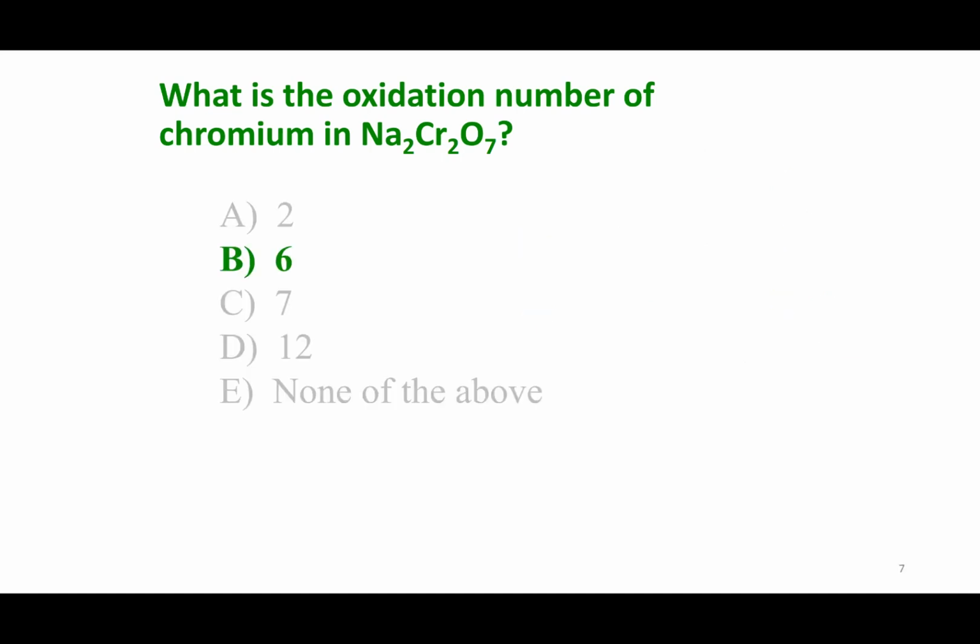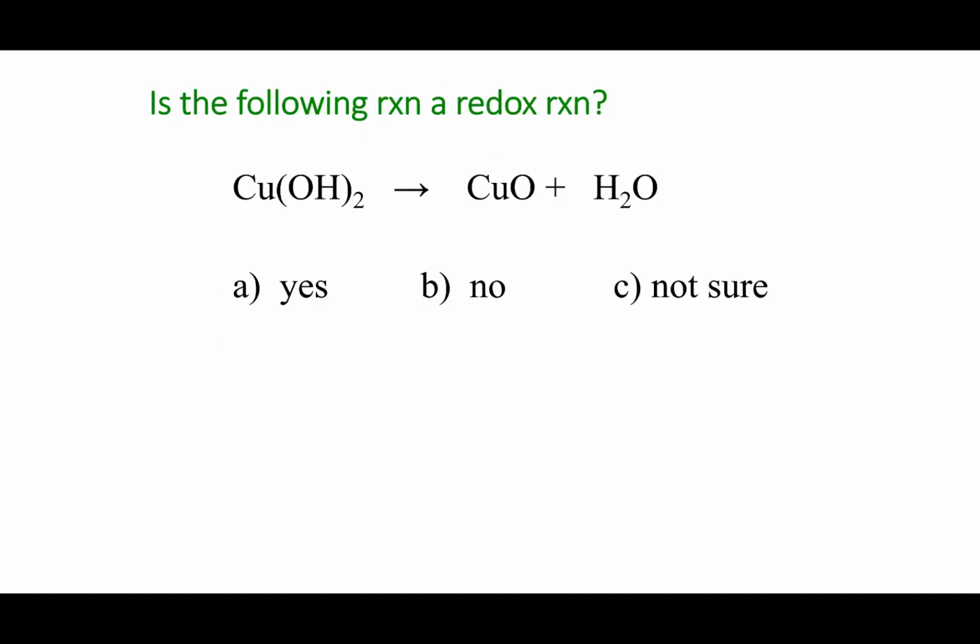All right, let's go ahead and try a few more of these out. Is the following a redox reaction? Okay, let's go ahead and take this apart. So my first complex is an ionic compound. It is made out of Cu2+ and OH-. And so remember, charge is going to equal oxidation state. So the oxidation state of copper here is going to be +2.